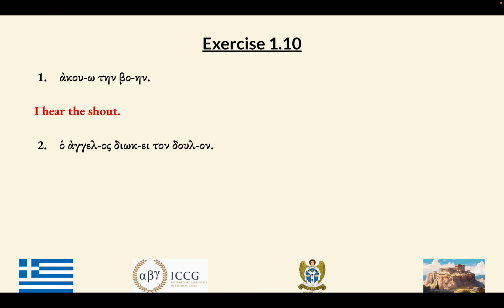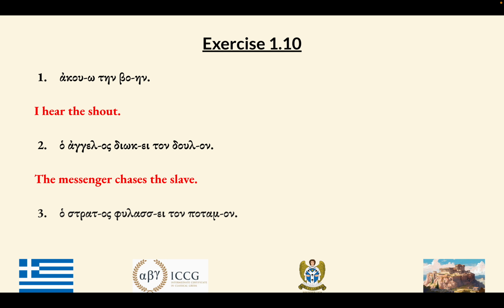Okay, number 2, the subject is ho angelos, which you can look up. It means the messenger. Then the verb is dioke. So dioko means I chase, and if you look at the ending ei, that's he or she. So the messenger chases, and then the object is ton doulon. If you look up doulos in the dictionary, you'll see that it means a slave. So the messenger chases the slave.